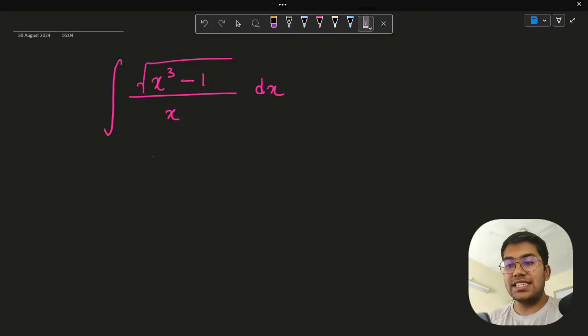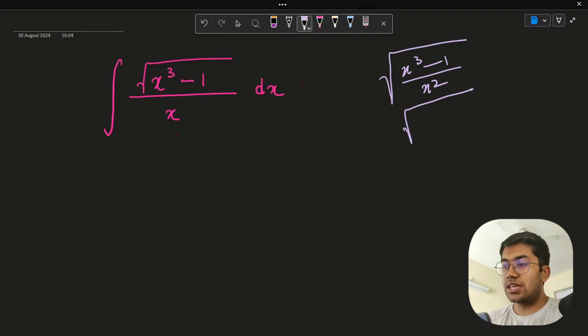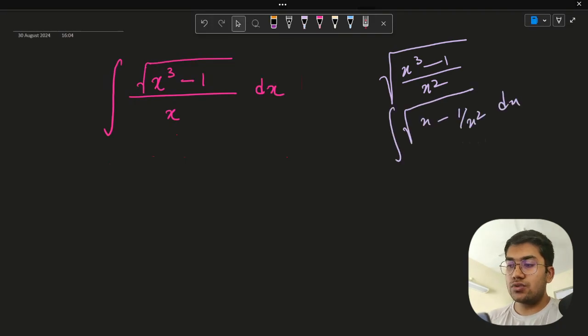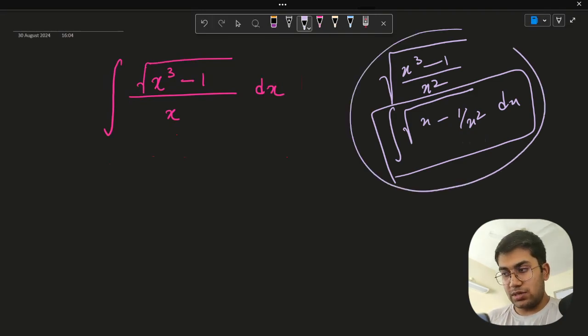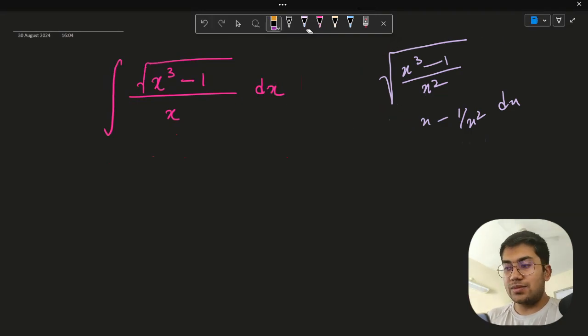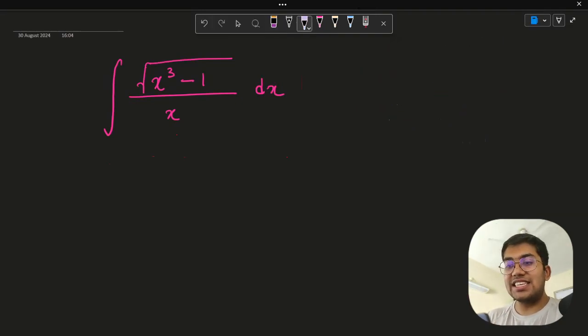So what I am seeing is a structure like this, a square root of something, divided by x. The first thought that I get is, can I do something by pushing this x inside the square root, like the square root of x cube minus 1 over x squared inside that? If you write the whole question, you get something like this, and I don't see a way. So this is something that goes in the mind. I don't actually write these things on paper.